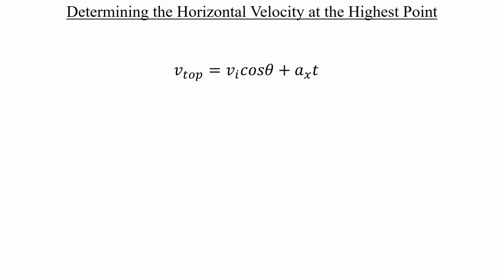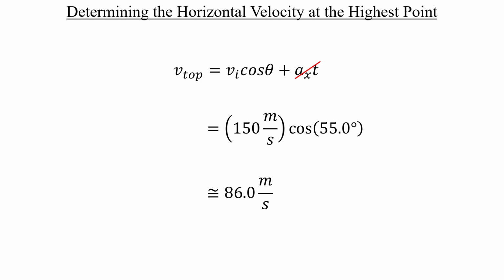We'll use this kinematic equation, and let's call the velocity at the highest point in the shell's trajectory v top. Since we're working in the x direction, we can actually simplify this equation by eliminating the acceleration term, because there's only acceleration in the y direction due to gravity. If we plug in the initial velocity of the shell and the angle that it was fired at, v top is about 86 meters per second. And now we can apply the conservation of momentum.